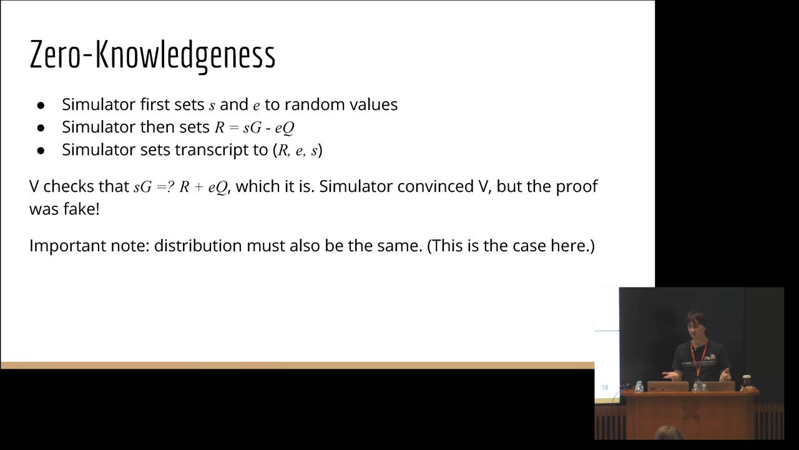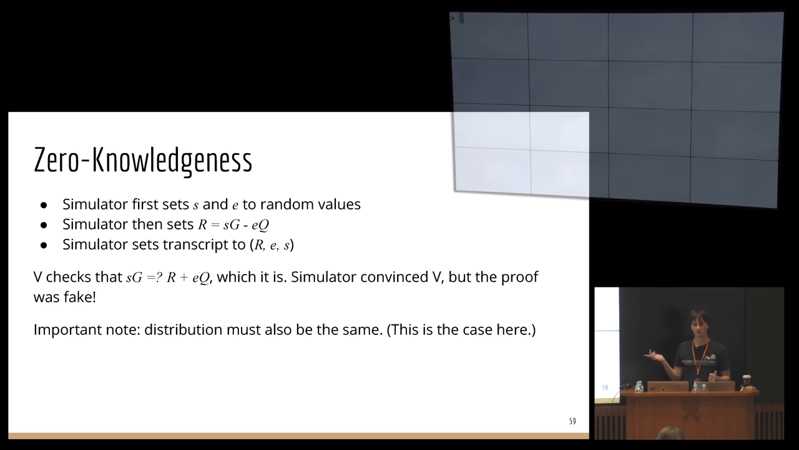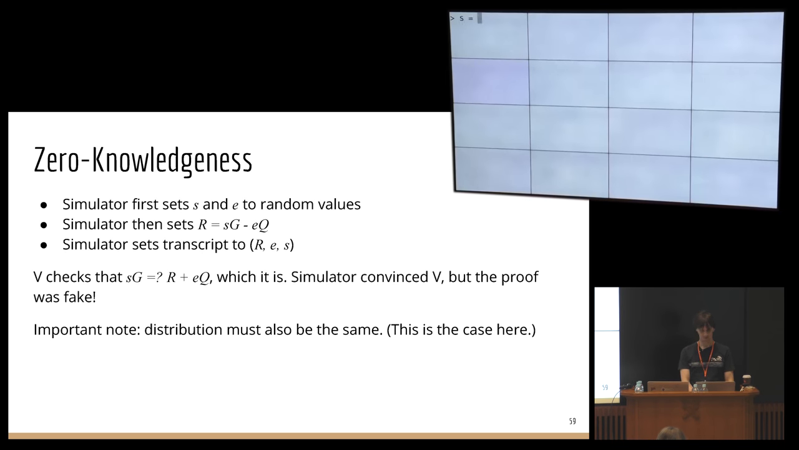So the simulator says, I'm just going to go out here and then go back in. The simulator sets S and E to random values. Then they set R, capital R, to SG minus EQ. Then they set the transcript to these three values and say, hey, here you go. And the verifier takes SG and R plus EQ and, worked, right? But the simulator does not actually know the secret, but they can still make a proof for it. So let's see how that works. Let's make a random value, Q. Let's make another random value.